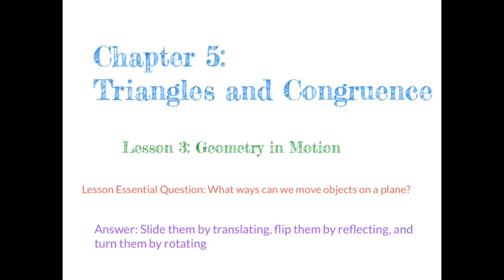And that's it. This concludes Lesson 3, Geometry in Motion. So what ways can we move objects on a plane? We can slide them by translating, flip them by reflecting, and turn them by rotating, keeping in mind that this all references transformations, which just refers to those three types in general.